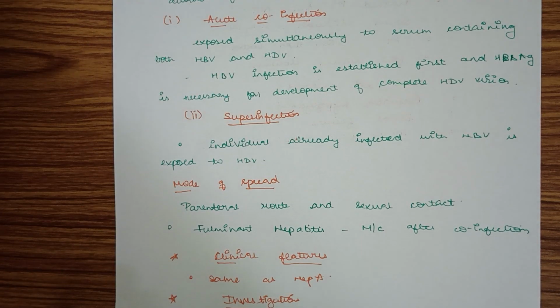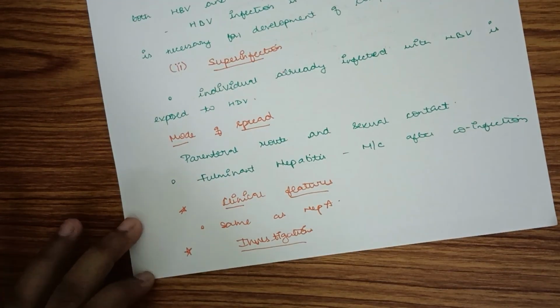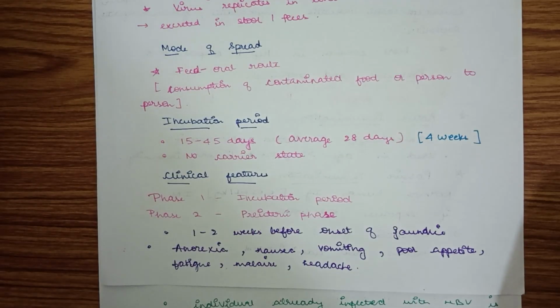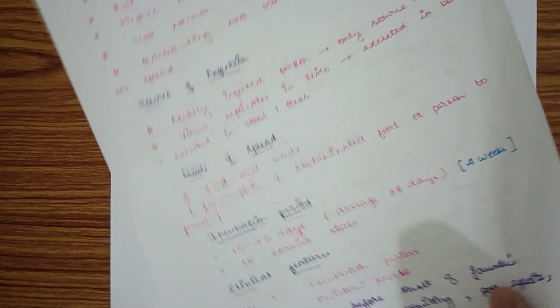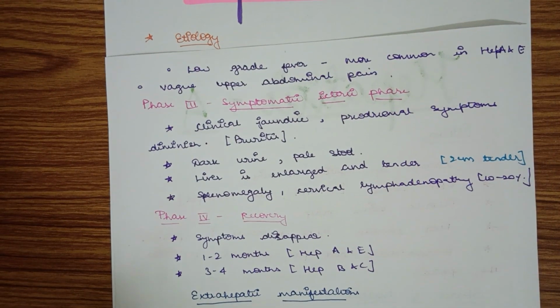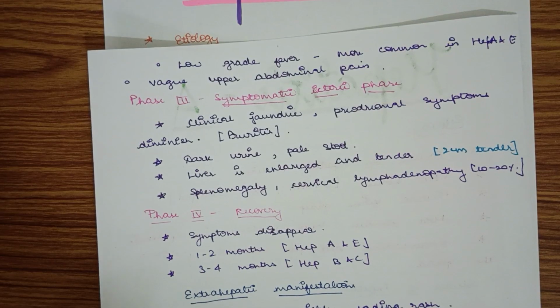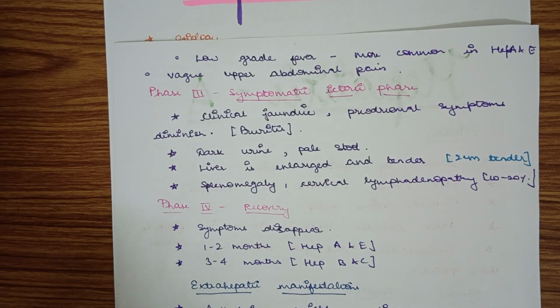The clinical features in hepatitis D are the same as that of hepatitis A. So the clinical features will include an incubation period which will depend upon the hepatitis B virus. It will have a pre-icteric phase, that is before the onset of jaundice, 1 to 2 weeks before the onset of jaundice. The patient will have nausea, vomiting, poor appetite, fatigue, malaise, headache, and anorexia, which are non-specific findings. After which there will be a low-grade fever, which is generally not seen much in hepatitis D. It is more common in hepatitis A and E.